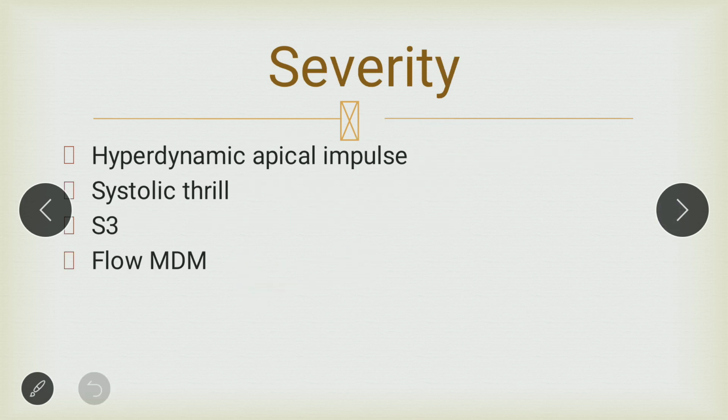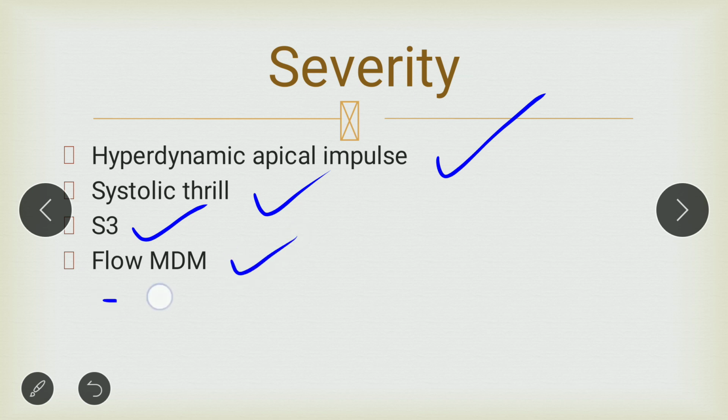See how to measure the severity of the MR. When the patient has hyperdynamic apical impulse, it indicates the patient has severe MR. When there is a systolic thrill, the patient has severe MR. In the presence of S3, severe MR. And flow MDM. Someone from this batch kindly explain how we can get flow MDM in case of mitral regurgitation.